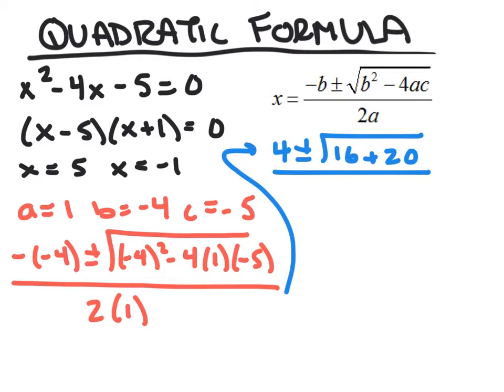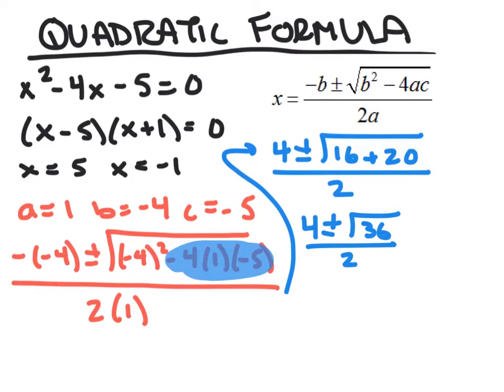Where did the plus 20 come from? Because back here, if I highlight it quickly, this multiplies. The negative 4 and the negative 5 make positive 20. So this keeps simplifying: 4 plus or minus the square root of 36 over 2. That's 4 plus or minus 6 over 2. And then you have two possible answers.